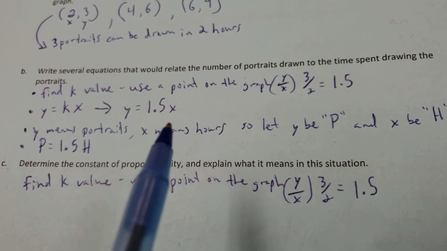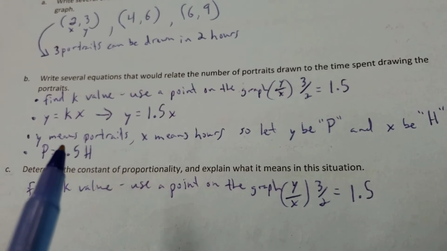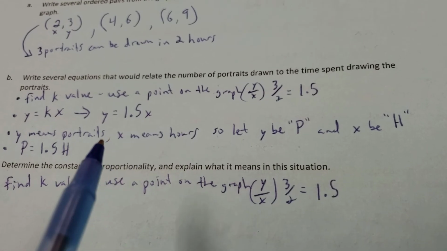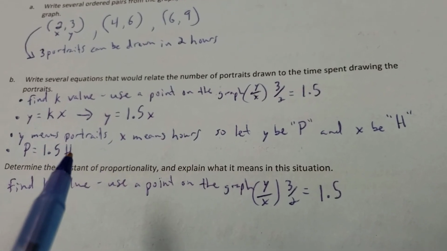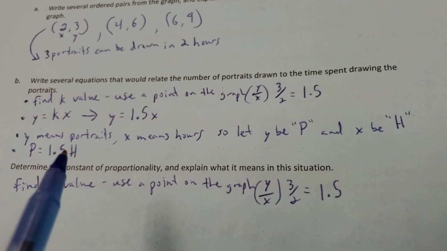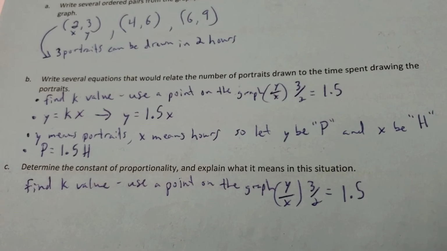So now I'm at this situation, and since the y is talking about portraits, I'm going to use a p for portraits, and since the x was the time, I'm going to use an h for hours instead. So p equals 1.5h. Try to make it something worthwhile that makes sense when you fit it into the equation.